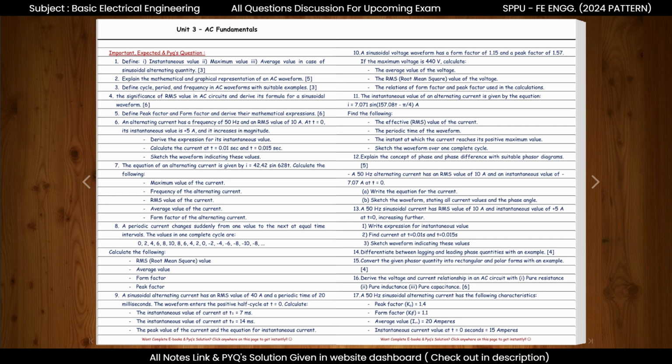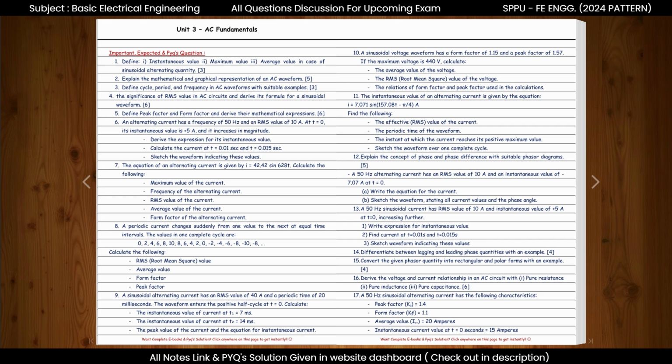From this topic, we can expect questions such as, define peak factor and form factor and derive their mathematical expressions. Peak factor is the ratio of the maximum value to the RMS value. Form factor is the ratio of the RMS value to the average value of the waveform. These two factors help in analyzing the shape and behavior of the waveform. Alright, let's move on to our next important topic, instantaneous current problem.